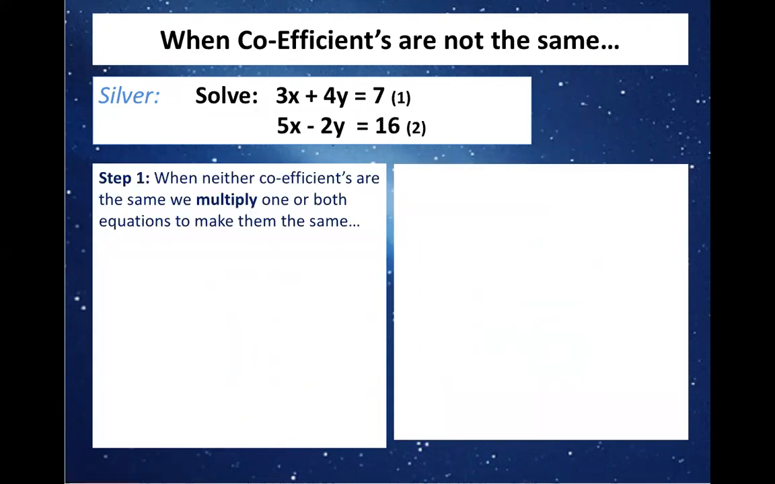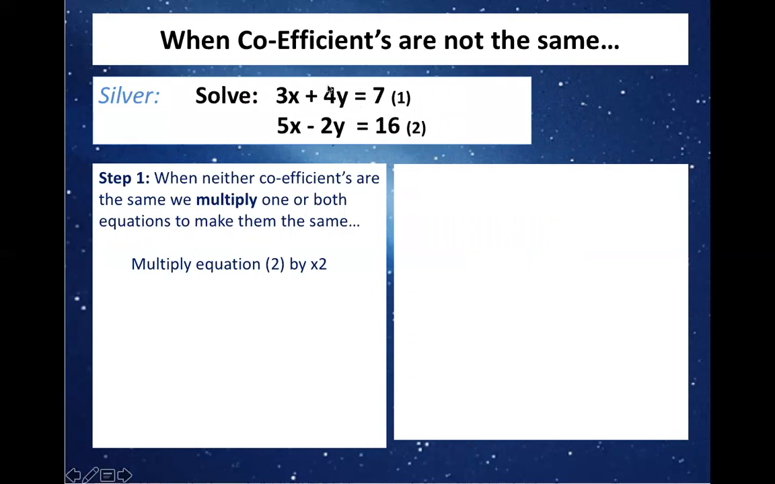Okay, same thing here. You multiply. So now which equation should I multiply to make the coefficient the same? The second one. I multiply by what? What should I multiply by? 2. Right. 2. Why? So that the negative 2 will become 4.